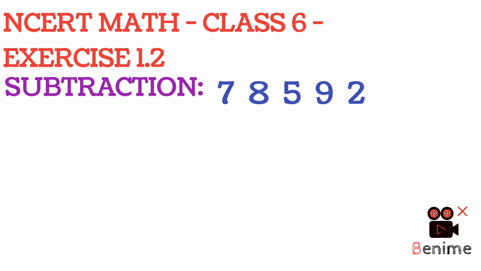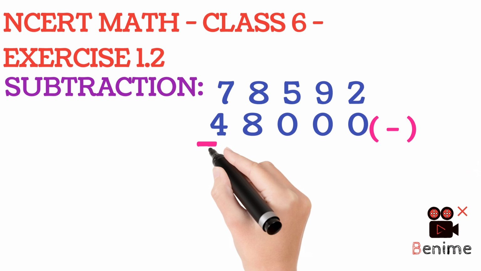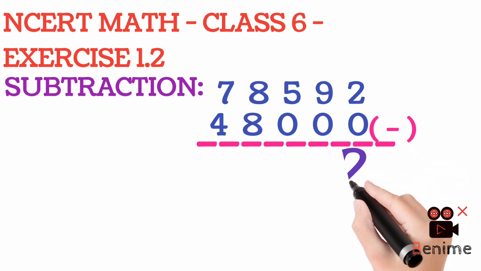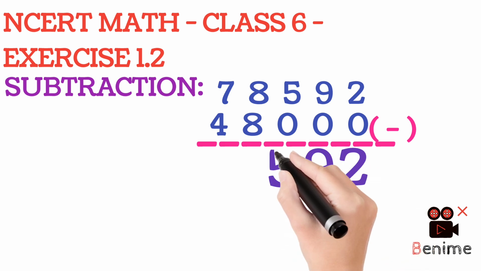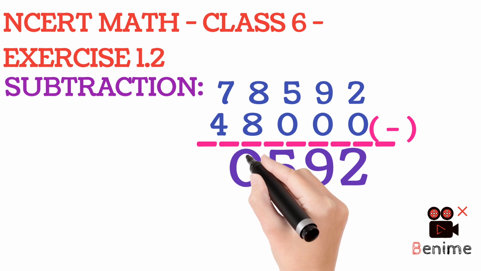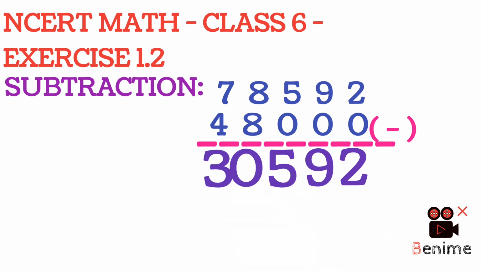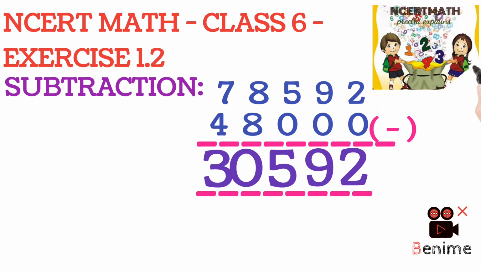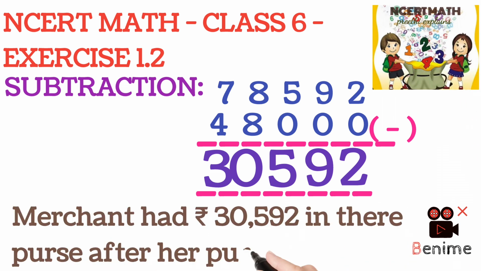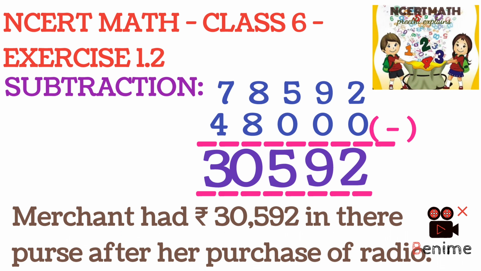So she had 78,592 in her purse. So the total bill amount is 48,000. Shall we start the subtraction? So we have to write 78,592 and below 48,000. So from the ones position, 2 minus 0 is 2. 9 minus 0 is 9. 5 minus 0 is 5. 8 minus 8 is 0. 7 minus 4 is 3.